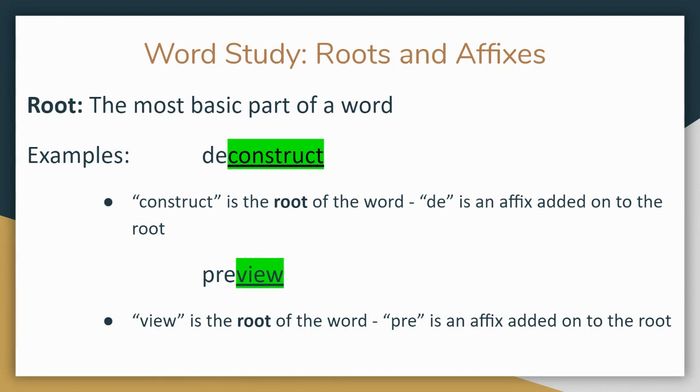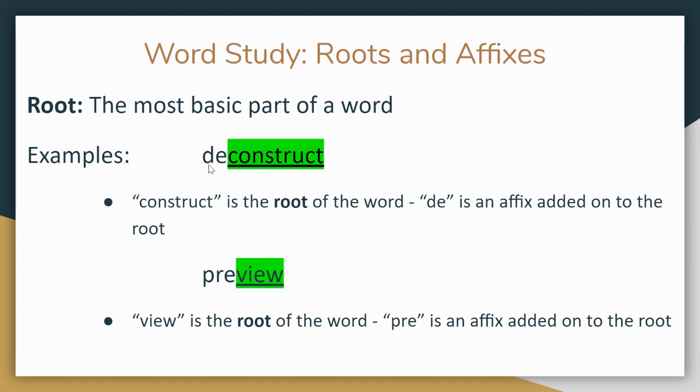This year in 5th grade, we are going to spend time studying the different parts of words and how those different parts impact the meaning of words. To start with, we're going to talk about the root of a word. The root of a word is the most basic part of the word. It's still a word and you could still use it, but it is the basic foundation of the word.